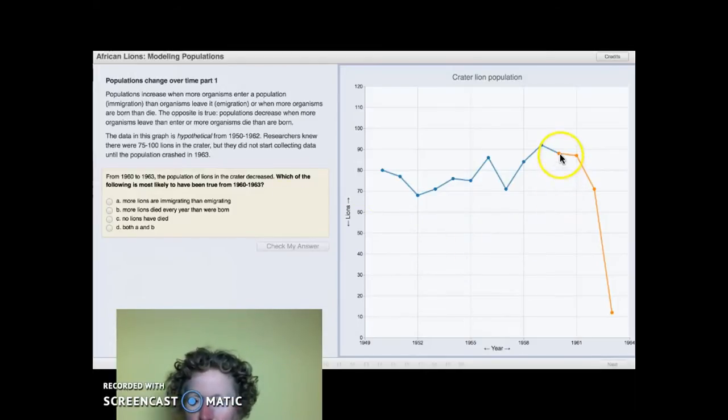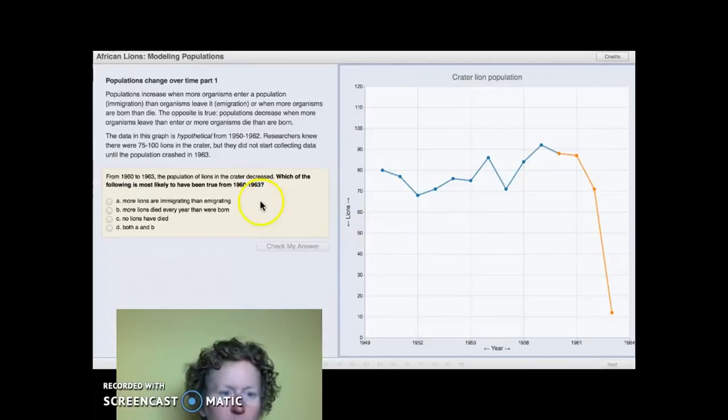Well, let's look at the graph. Here's 1960, 1961, 62, 63. So we're looking at the orange part. Do you think more lions are immigrating, coming in, than emigrating, that's going out? Are more lions died every year than were born? No lions have died, or both A and B. Think about it. The graph is going down. What's happening in the population?